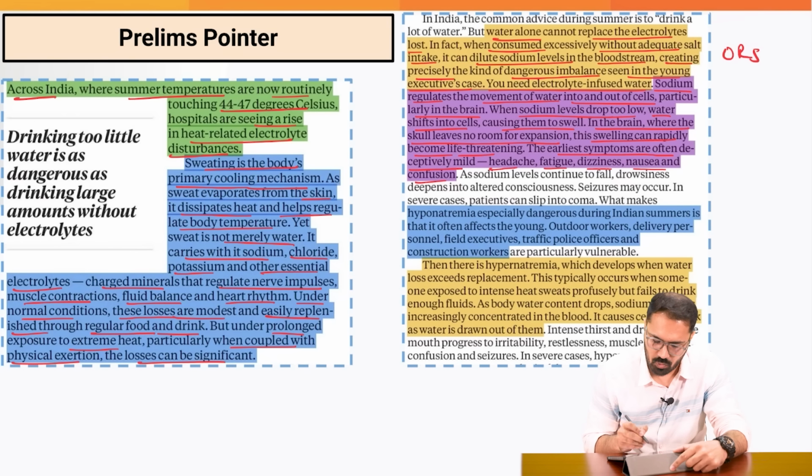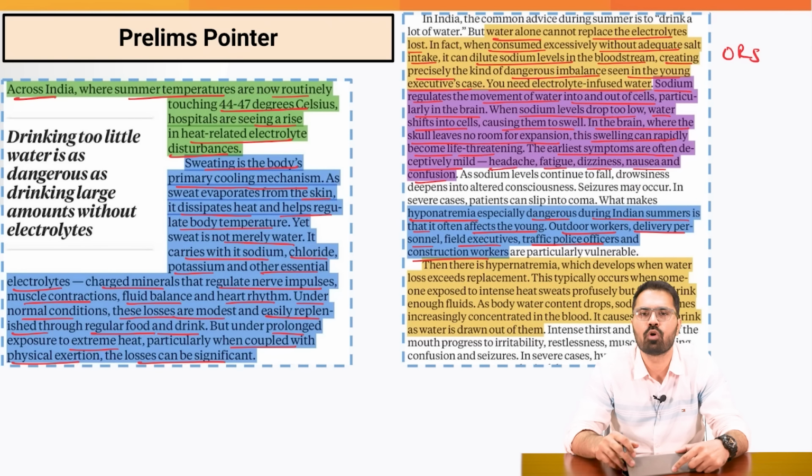What makes this condition, called hyponatremia, especially dangerous during Indian summers is that it often affects the young. Outdoor workers, delivery persons, field executives, traffic policemen, and construction workers are more prone to it.